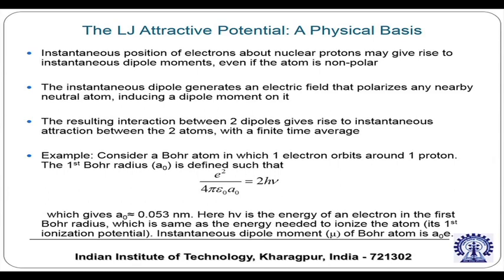As an example, consider a Bohr atom in which one electron orbits around one proton. The first Bohr radius is defined such that e squared by 4 pi epsilon naught a naught is equal to 2 h nu, which gives a naught equal to 0.053 nanometer. Here h nu is the energy of an electron in the first Bohr radius, which is the same as the energy needed to ionize the atom, or the first ionization potential. The instantaneous dipole moment is a0 times e.